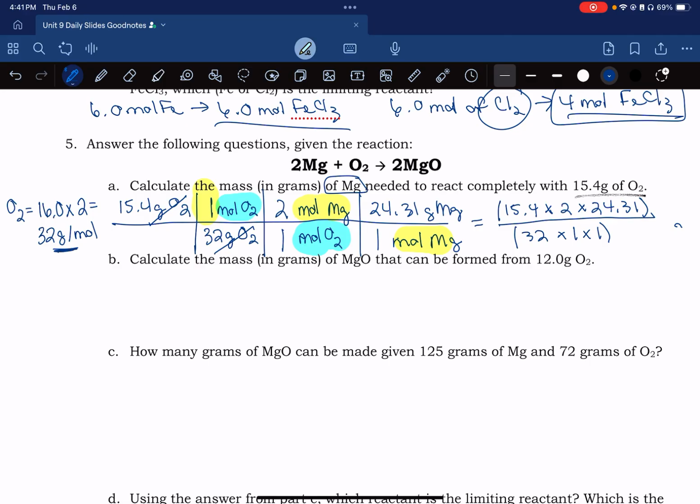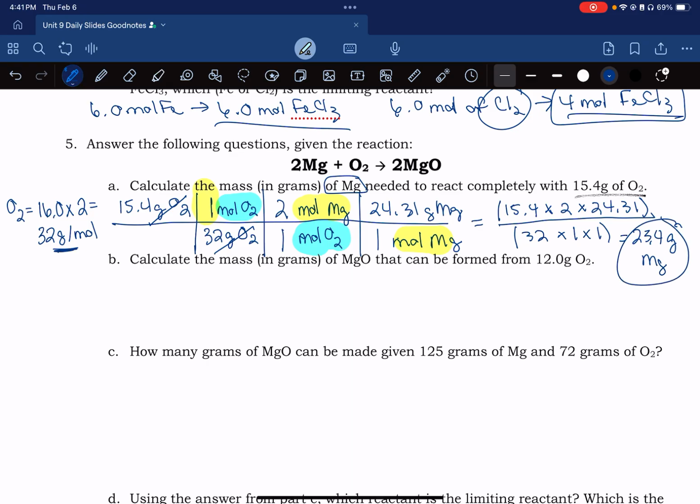So I say 32 times 1 times 1 if I was putting all of that in my calculator. And my result is 23.39. All right, we're going to round to 23.4. 23.4 grams of magnesium. Okay, that is the final answer.